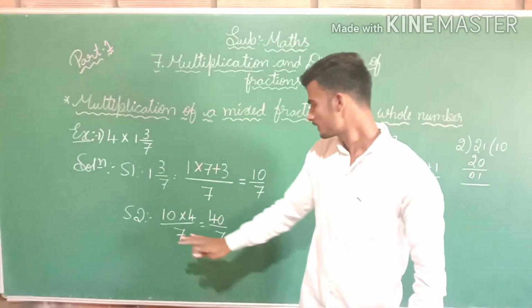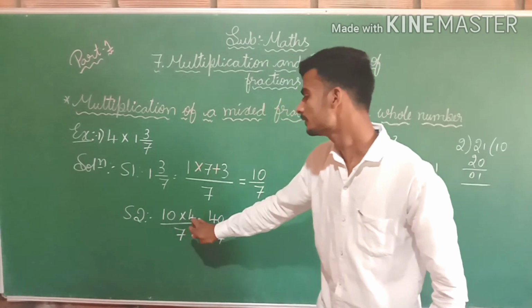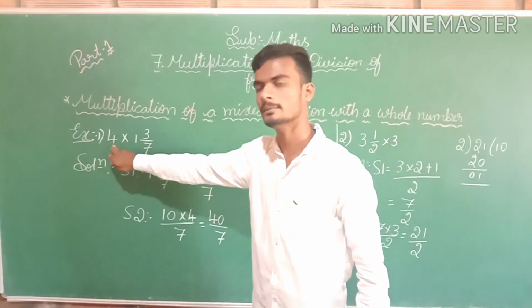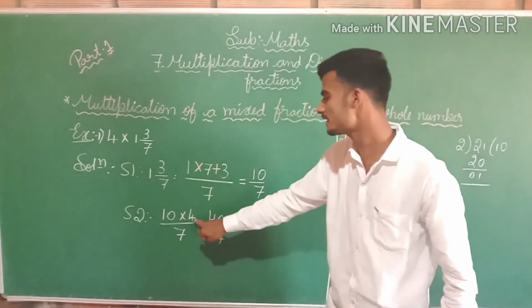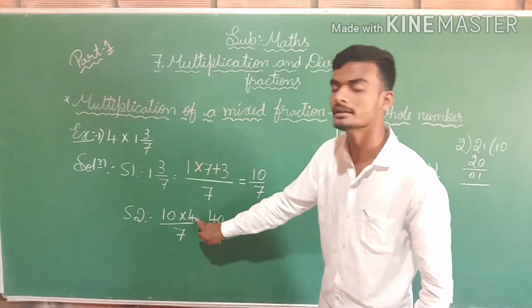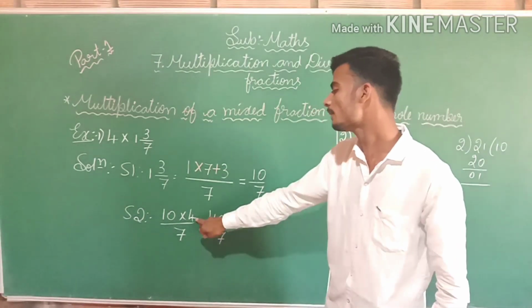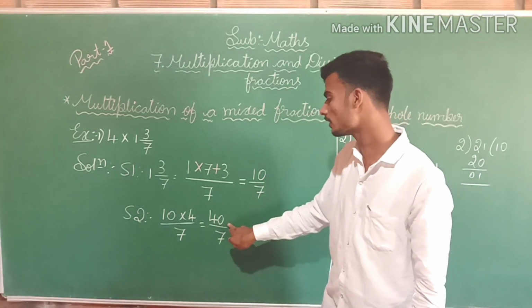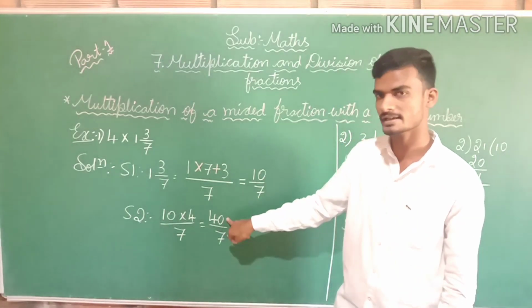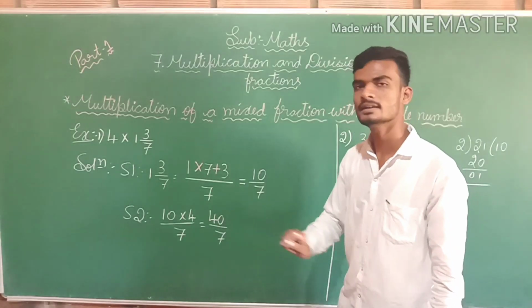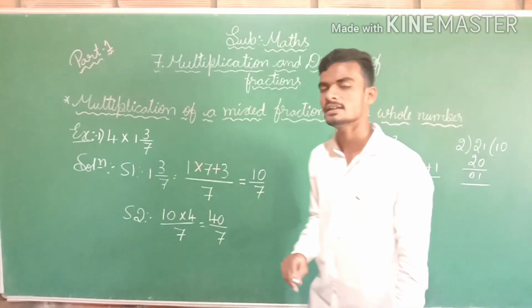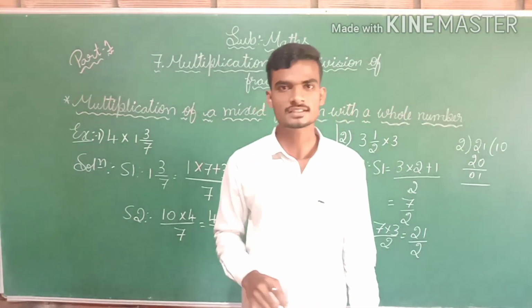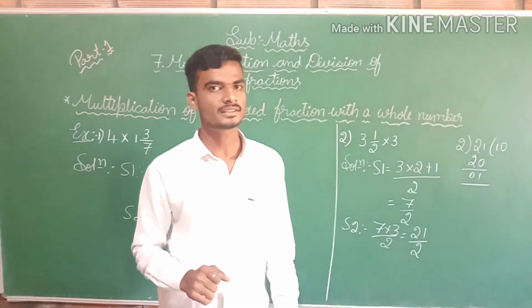Dear students, see here, I have taken the whole number. The number that is given here, that number itself I have taken here, and I have multiplied it with this numerator. Okay, then what answer have I got here? I have got the answer here as 40 by 7. You can convert this into a mixed fraction also by the division method.